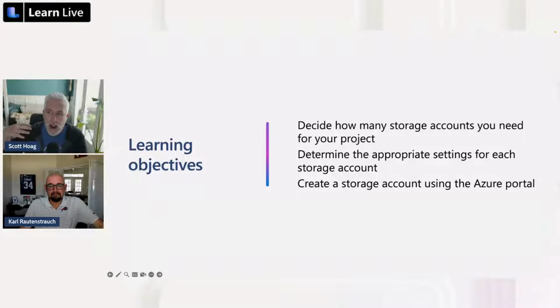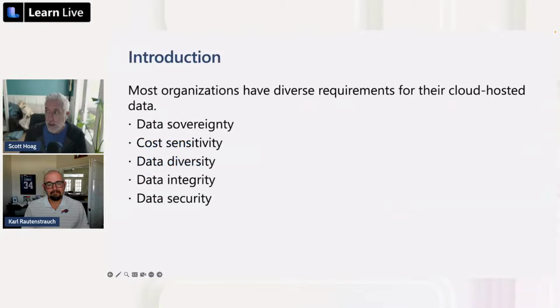So we'll talk about how many storage accounts you might need and how you rationalize what that is. What are the settings you need on a storage account? Like, when do I actually turn on HNS versus leave it off? When do I turn on things like point in time restore, versioning? There's a lot of different options when it comes to creating your storage account. And then we'll talk about the storage portal as a tool that you can use to create your storage accounts and get them to where they need to be.